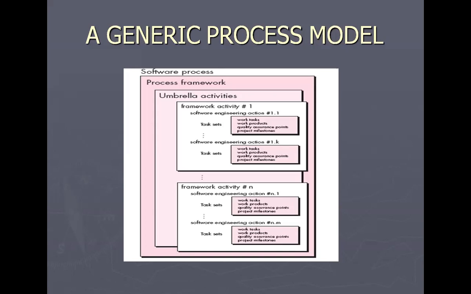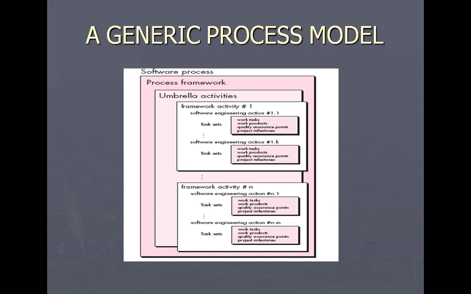Formal technical review: assess the software engineer's work product in an effort to uncover and remove errors before they are propagated to the next action or activity. Measurement: define and collect process, project, and product measures that assist the team to deliver software that meets the customer's needs and can be used in conjunction with all other framework and umbrella activities.